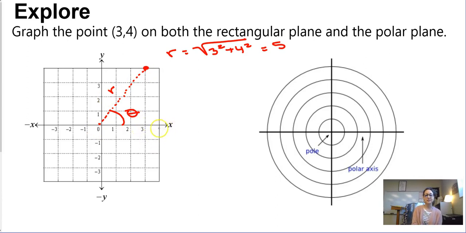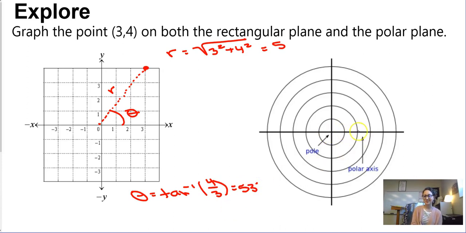This dotted line. So again, we did this with parametric recently, with vectors. That theta, one way to find it is going to be to say, well, inverse tangent of y over x, right? So inverse tan of 4 over 3. And if we want to use a calculator in degrees, this is going to be about 53 degrees, okay?